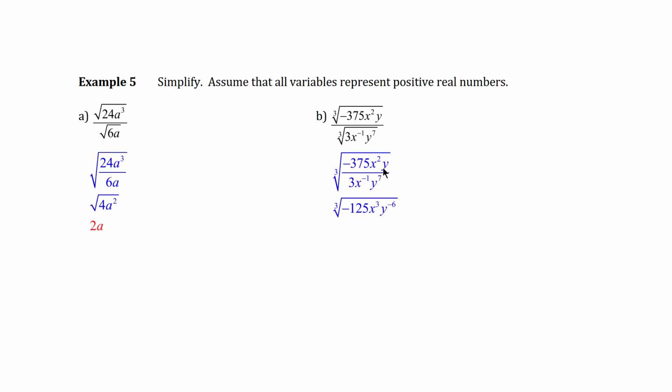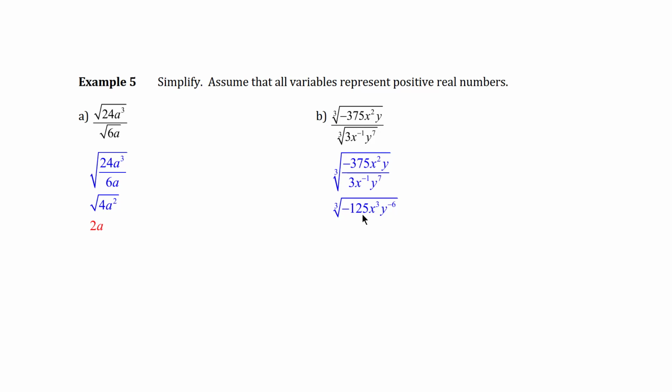Next, we have y divided by y to the 7th power. Again, we're going to subtract the exponents. So 1 minus 7 is negative 6. So we get y to the negative 6th power. The result is the cube root of negative 125 x cubed y to the negative 6th power.